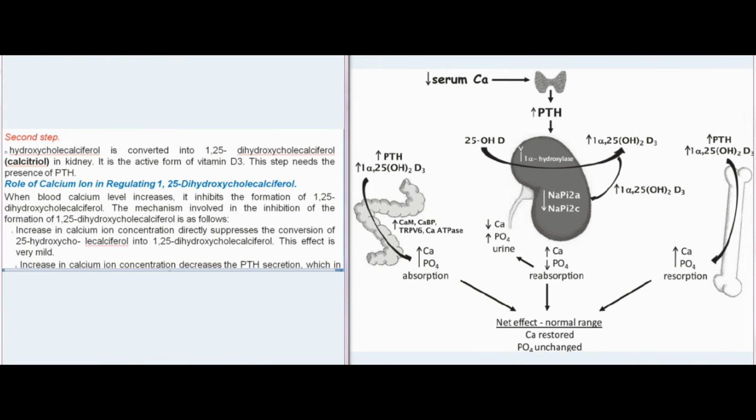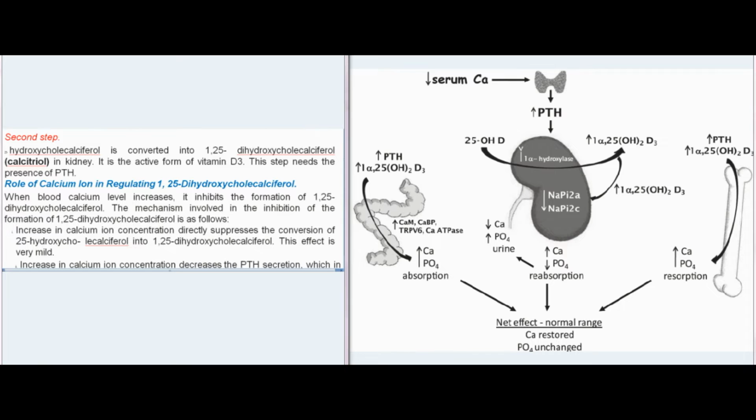Second step. 25-hydroxycholecalciferol is converted into 1,25-dihydroxycholecalciferol, calcitriol, in kidney. It is the active form of vitamin D3. This step needs the presence of PTH.